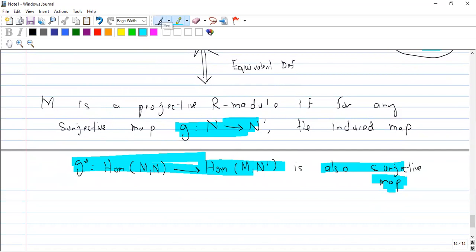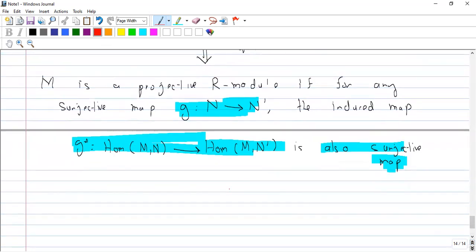Okay, now we will try to see one more equivalent definition. Now, if this map is a surjective map, what is the meaning of this? That whenever we have a map beta from M to N dash, there exists a pre-image of beta. That is, there exists alpha from M to N, because here some alpha will exist.